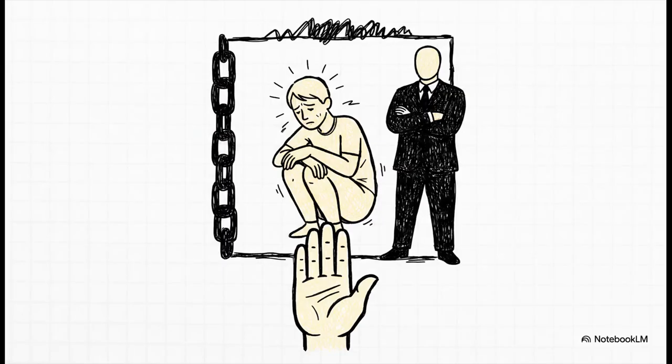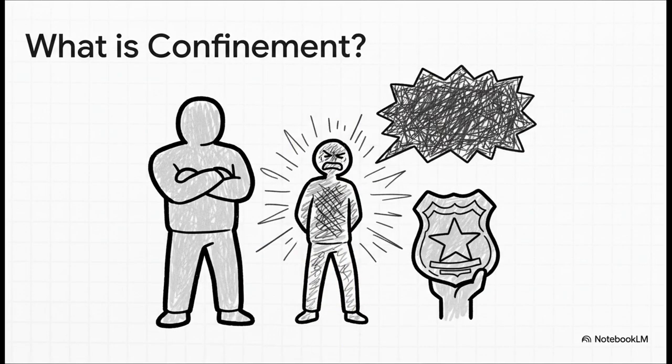Next up, the law protects our basic freedom to move around. This is done through the tort of false imprisonment. And it's exactly what it sounds like. It's when someone intentionally traps you or confines you to a specific area against your will. But what does confinement really mean? It's not just about locks and bars. A famous case, McCann versus Walmart, really clarified this. You don't have to be in a jail cell.